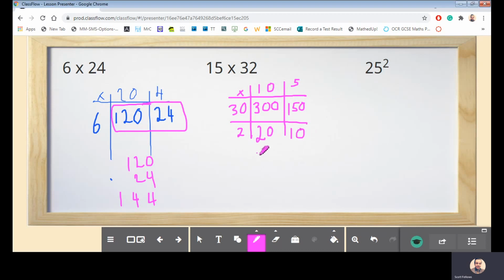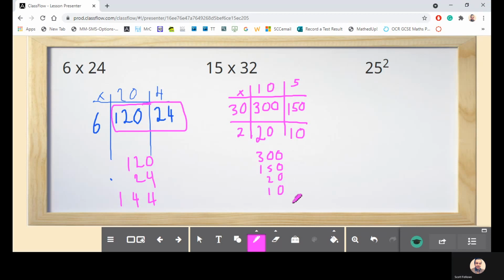Now I'm going to add all these together. So we've got 300, 150, 20, and 10. 0, 5, 6, 7, 8. 3 and 1 is 4, so 480.